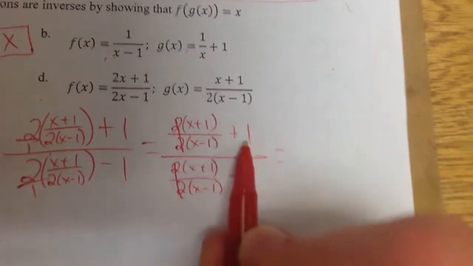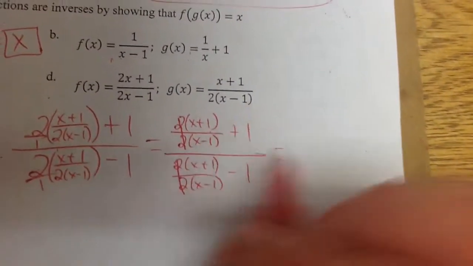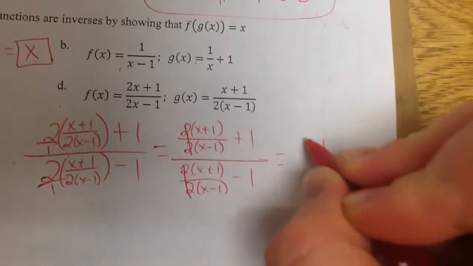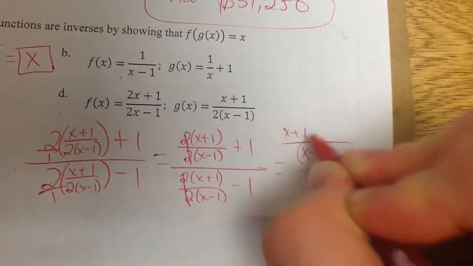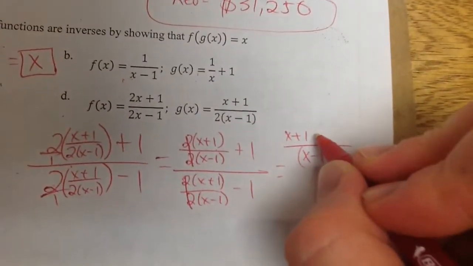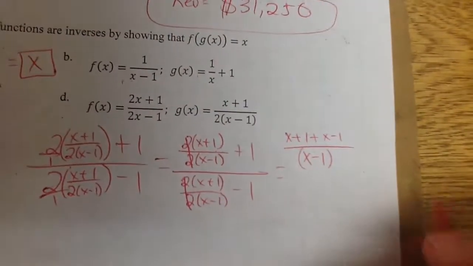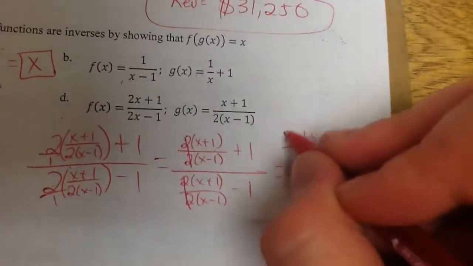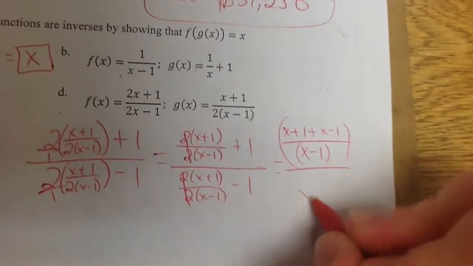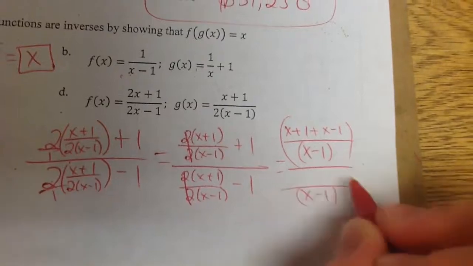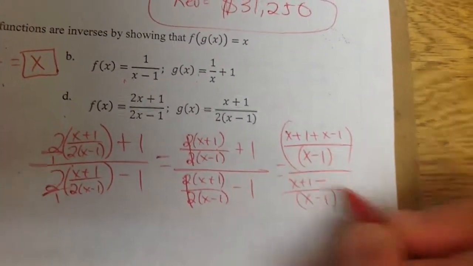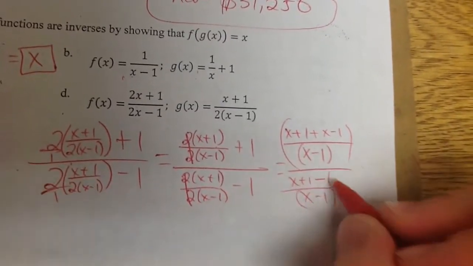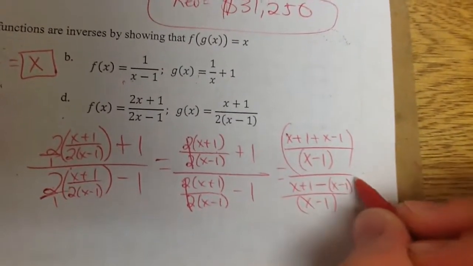But I can get a common denominator here so I can combine these. So my common denominator would be x minus 1, and on top, that one already had it, so that's just x plus 1. That one needs the whole thing, so plus x minus 1. And then on bottom, I do the same thing. My common denominator is x minus 1. On top, that's already got it, x plus 1. But then I gotta go minus, and then I gotta multiply by x minus 1.